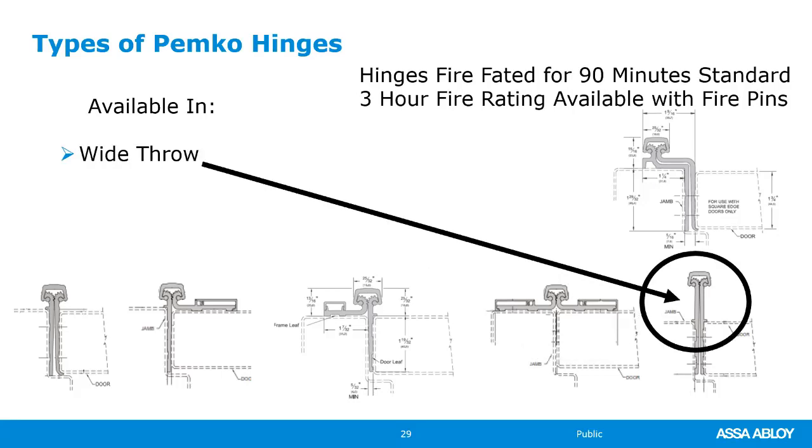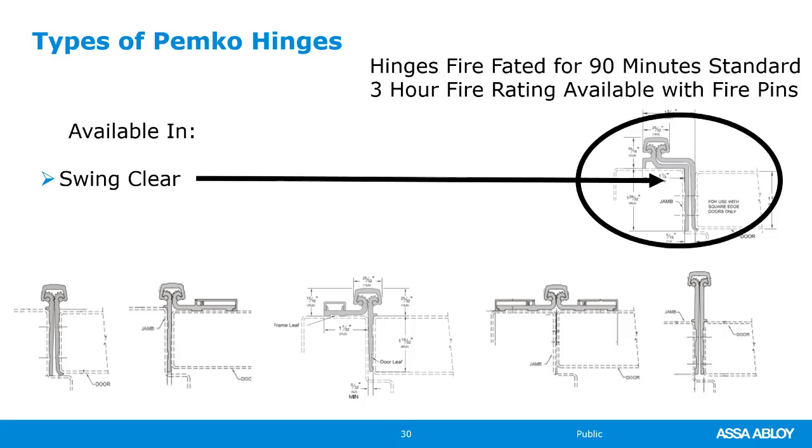Now, a wide throw: when there are special frames with protruding trim work, the pivot of the hinge may need to be further away from the frame. In this instance, a wide throw hinge is necessary. You have to check templates carefully. Wide throw hinges change the opening trajectory of the door, and the door has to be undersized accordingly.